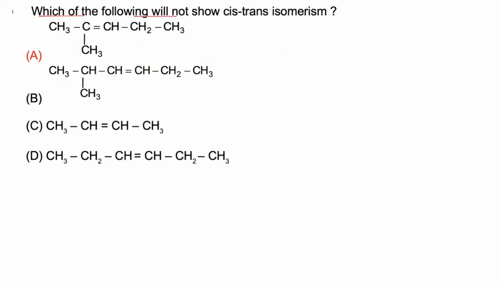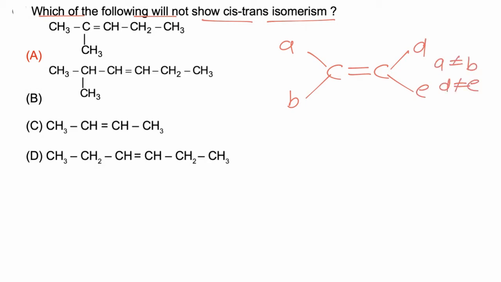Which of the following will not show cis-trans isomerism? For geometrical isomerism in alkene, the groups attached to the sp2 carbon must be individually different. A must not equal B and D must not equal E. And to show cis-trans isomerism, both sp2 carbons must have at least one atom the same. If we consider the first example, at the sp2 carbon these two are the same. So if A and B are identical, the molecule will not show GI.